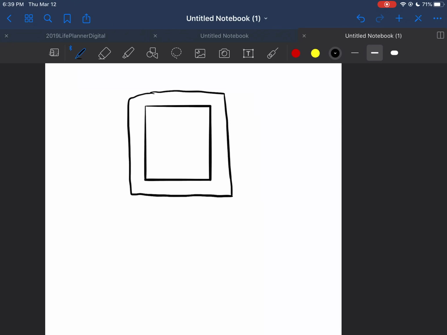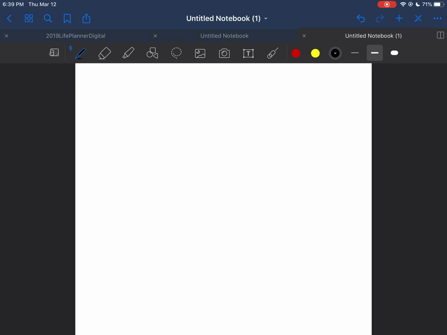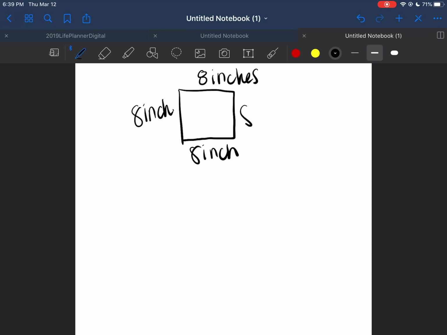I'm going to go through a few examples of how to find perimeter of shapes, and then I'm going to let you all practice some on your own. If this is my shape here, and they've given me the length and the width of my shape is 8 inches, how do I find the perimeter of the shape? Well, it's easy. All you have to do is add 8 plus 8 plus 8 plus 8.